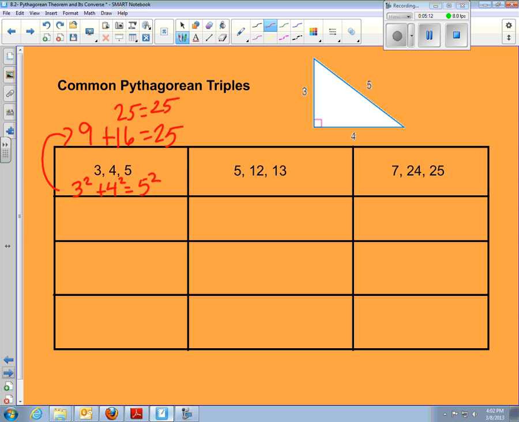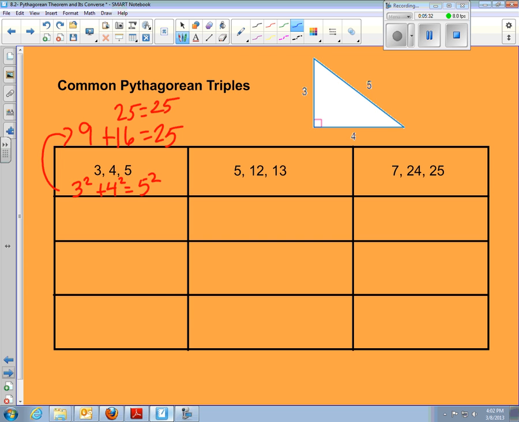So if you see that it's a right triangle and you know the two legs are 3 and 4, automatically you can say, oh, I know my hypotenuse, that's going to be 5. Or maybe you know the hypotenuse is 5 and one of the legs is 3. You're going to recognize that as a common Pythagorean triple, so that missing leg is going to be 4.